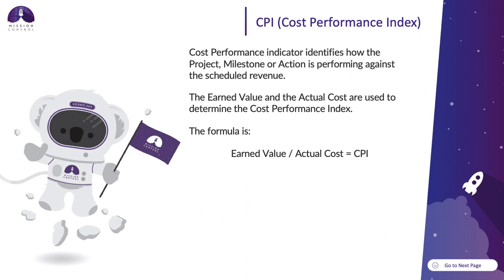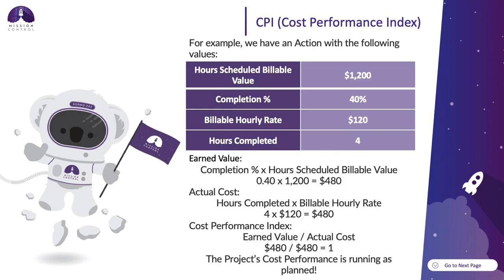The earned value and the actual cost are used to determine the cost performance index. The formula for this is earned value divided by actual cost. In this example, we have an action with the following values. There's an hours scheduled billable value of $1,200, a completion percentage of 40%, and a billable hourly rate of $120, with 4 hours completed against the action.